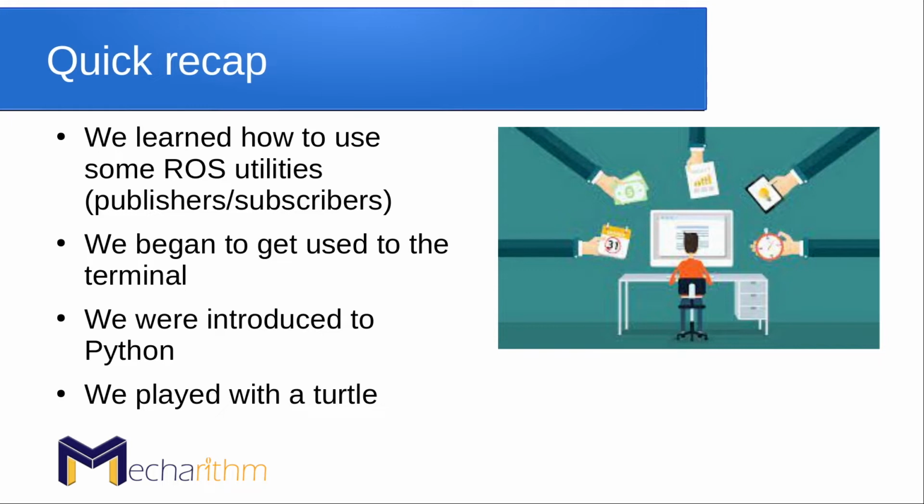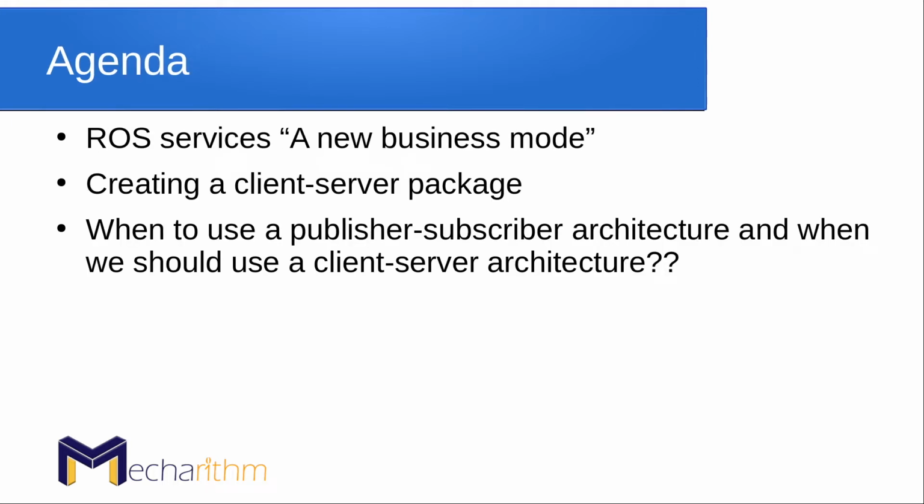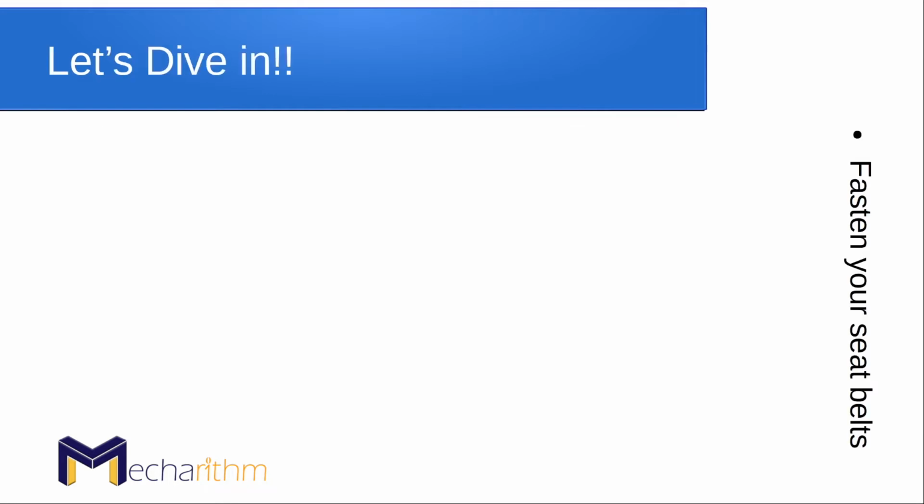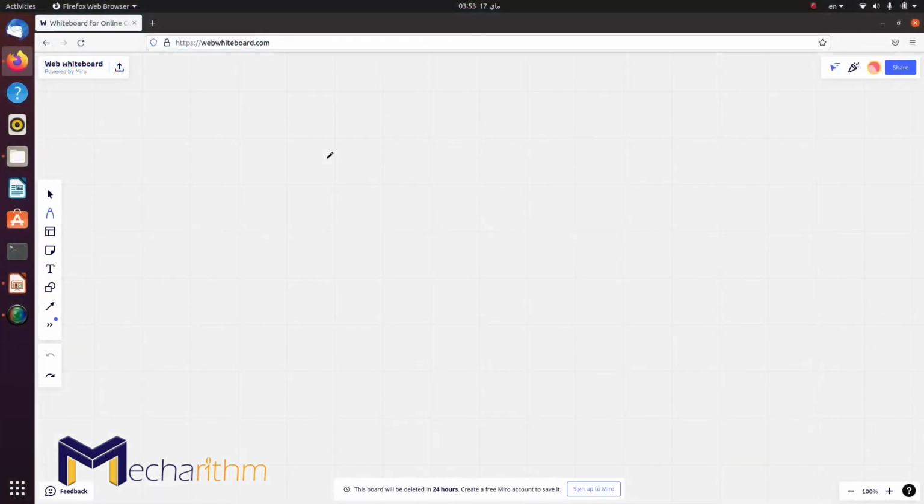or client-service business model. So what we're going to do today is we are going to introduce ROS services, which is, as we said before, a new business model. And we are going to create our own client-server package. And then we're going to elaborate on the difference between a publisher-subscriber architecture and when we should use a client-server architecture and when we should use the usual publisher-subscriber architecture. So let's dive in. So what I'm going to do here is try to elaborate on the different architectures we have in a ROS package.